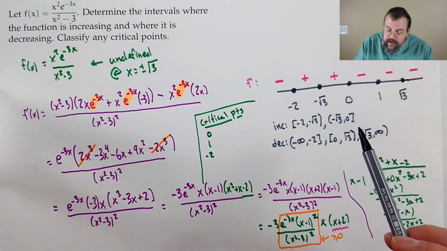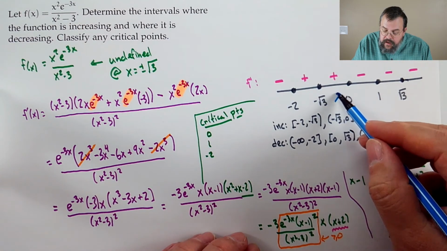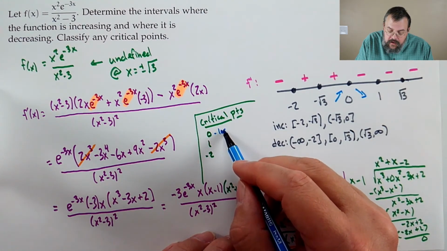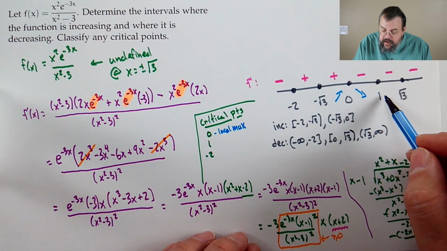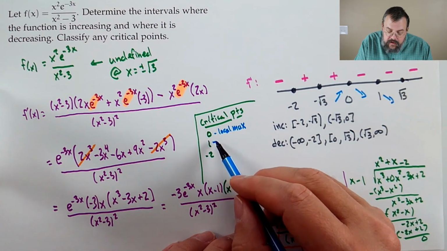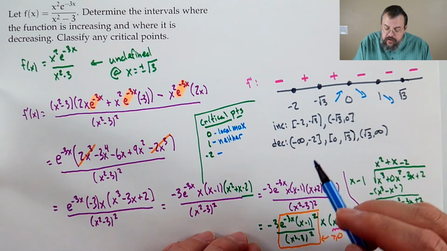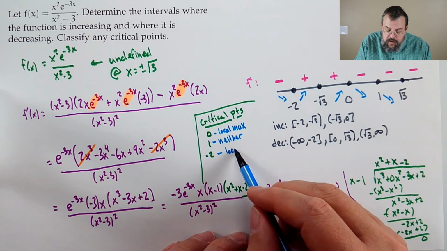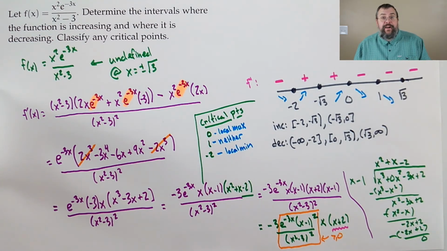Now, our critical points. At 0, what do we see? Well, at 0, we see we're going to go up and then down. And therefore, 0 is a local max. At 1, we're going down and then down again. So this is neither max or min. And at negative 2, we're going down then up. So this is a local min. And there you go. So we actually know a lot about our function.